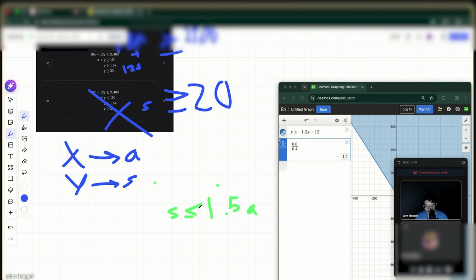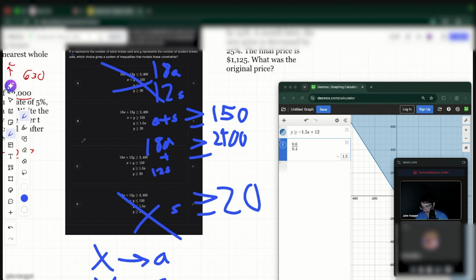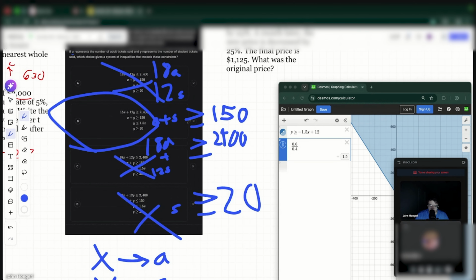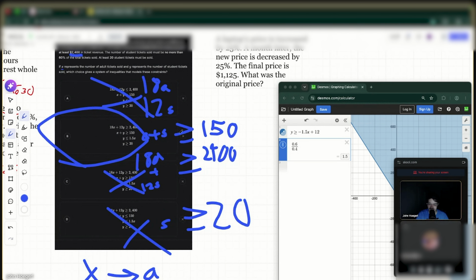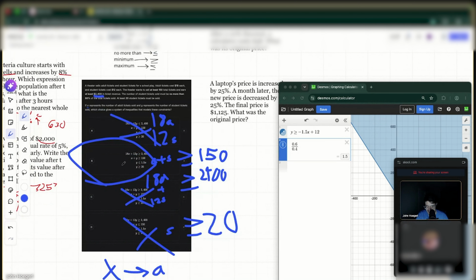So basically Y must be less than or equal to 1.5 times X. So yeah, B must be the answer because that's the only one that has this. This one is not. So all this information here, I did a bunch of stuff with gathering the information, used this a bunch of times, but then ultimately I get to this as being the right answer.